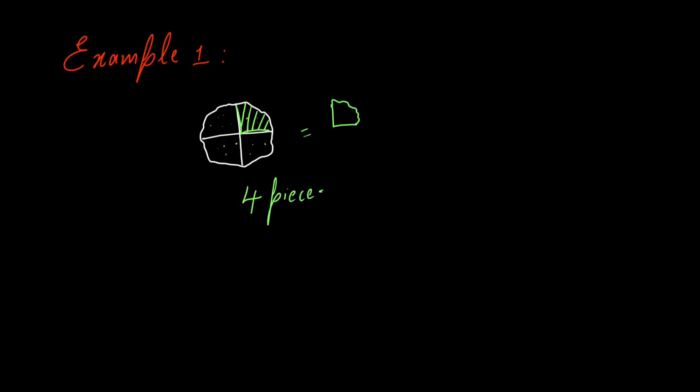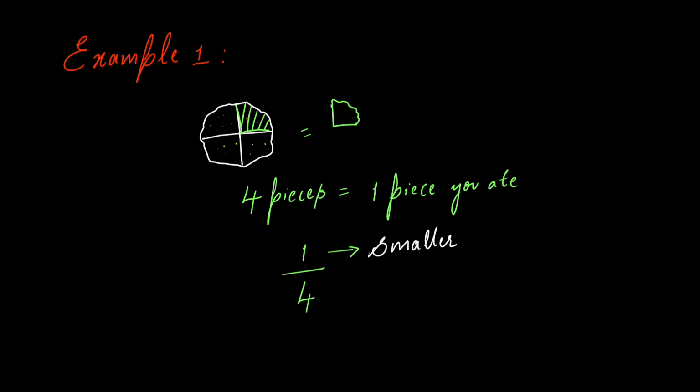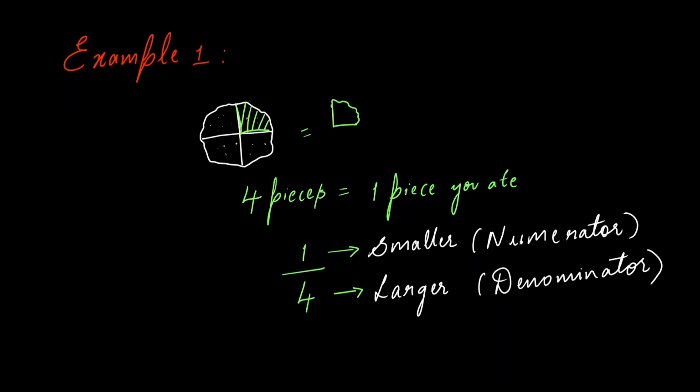Now let us understand this with an example. Imagine you have one pizza. It is cut into 4 equal pieces. Now you ate one slice of pizza. So how will you show it in the fraction? The pizza you ate, which is one piece, that is smaller. So you'll write it in the numerator and the number 4, which is the total number of pieces.